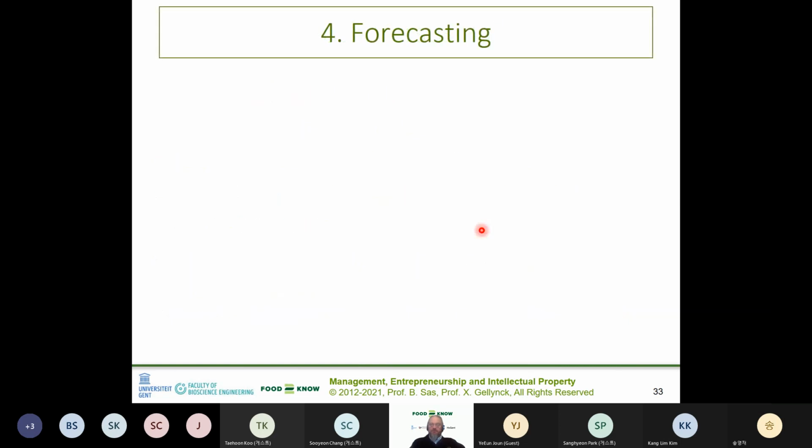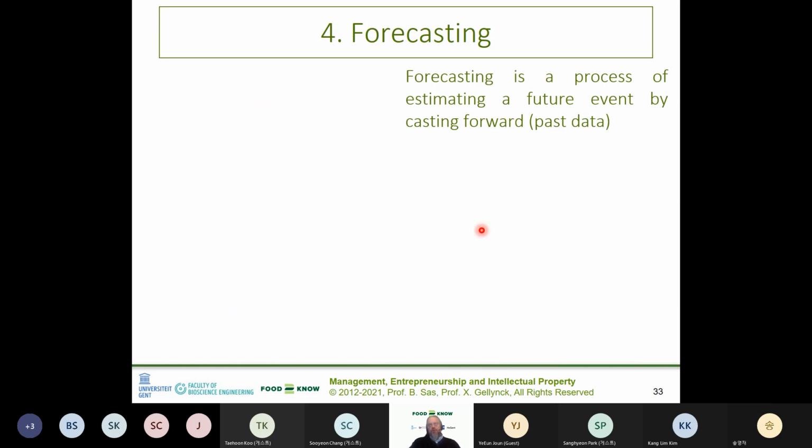And also now in the West, people are moving more towards this pull system. Another important aspect of operation management is forecasting.